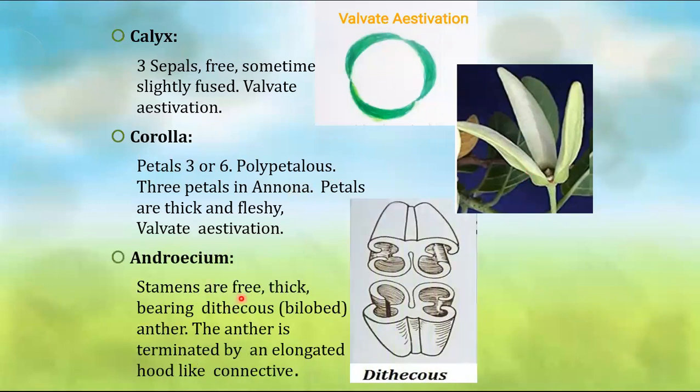Androecium, it is the male reproductive unit called the stamen. Stamens are free. They are present below the gynoecium. They are thick, bearing a dithecous type of anther. Here the bilobed structure, two lobes, get connected to each other with a hood-like connective. Now this is the hood-like connective. That's why it is called a dithecous type of anther, and this is a special characteristic of this family.